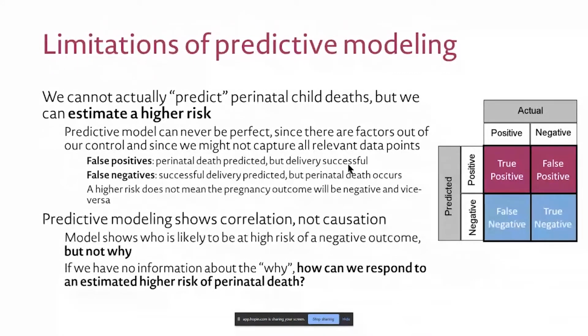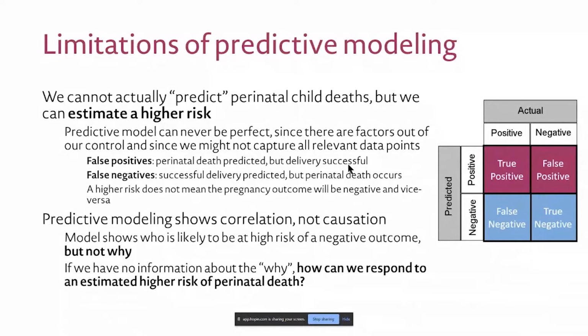Of course, as with any technique or with any type of intervention, there are also limitations. And as machine learning is still fairly new, although it is getting more mature, I think it's very important to talk about these limitations. So first of all, we have a technique called predictive modeling, but we cannot actually predict perinatal child deaths or any other outcome if we apply this to mostly any real world setting. What we can do is we can estimate a higher risk.